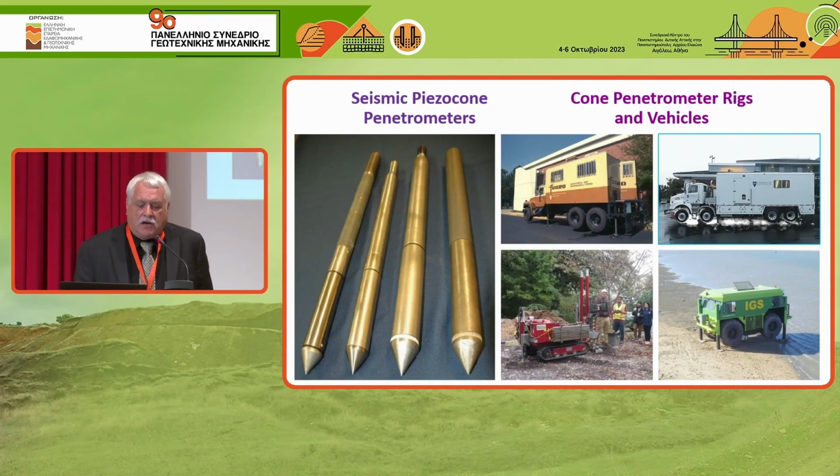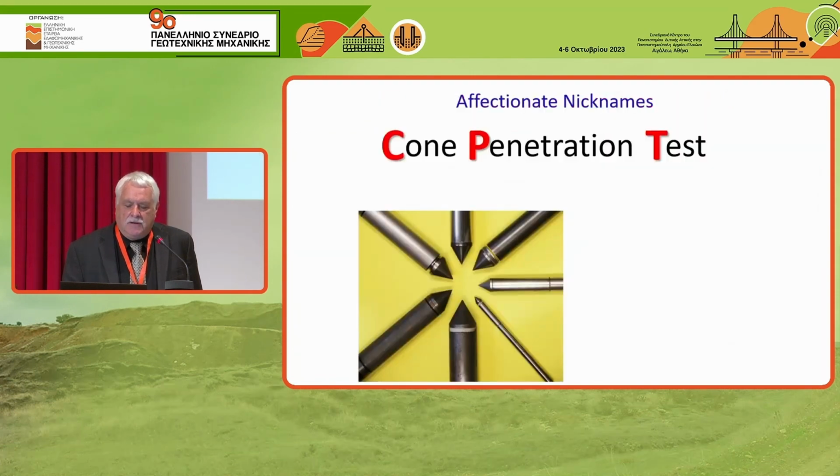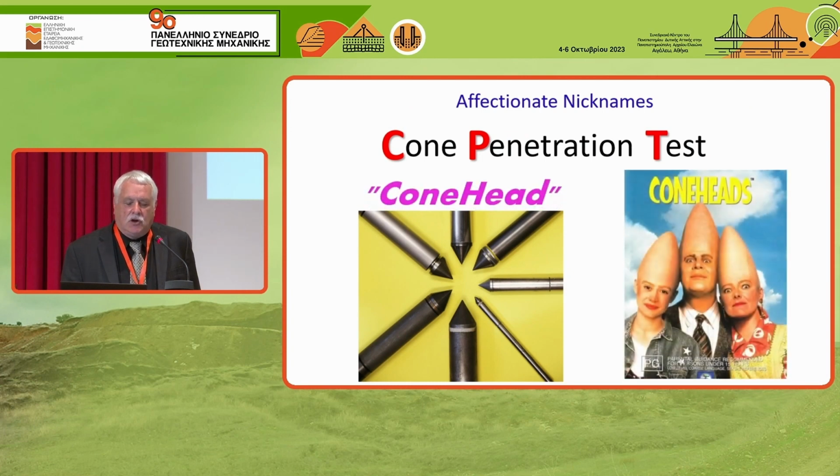And these are some of the cones that we have at Georgia Tech. I have a complete selection of penetrometers from around the world. So the penetrometers are on the left, and then we have different vehicles for pushing those into the ground. You can see some are trucks, and some are track rigs, rubber-tired vehicles. So those are very interesting. And people that like the push cone penetration tests, we affectionately have a nickname for them, and they're called coneheads.